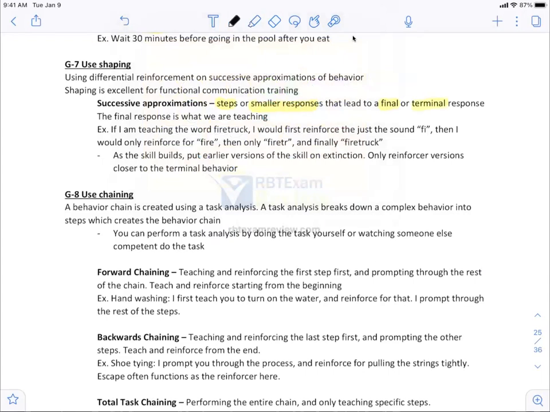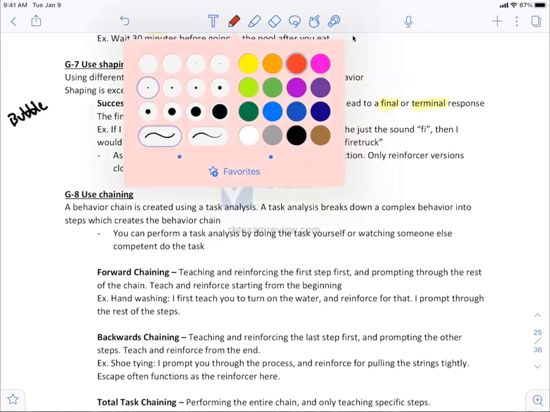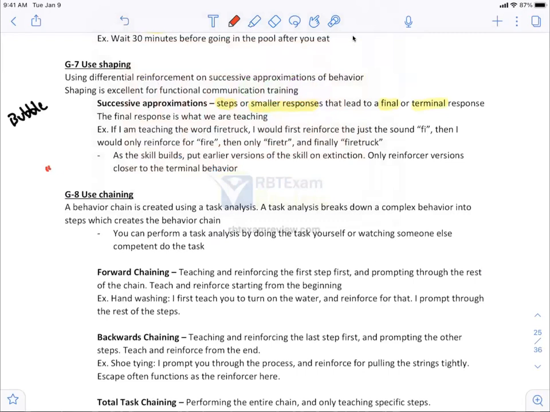If we want to teach the word bubble, very common. This is our final response. What are we going to do? We're going to teach bu. Then we're going to teach bub. Then we're going to teach bubble, right? And then bubble. You're reinforcing along the way, gradually making that requirement harder and harder until we get to our terminal behavior.